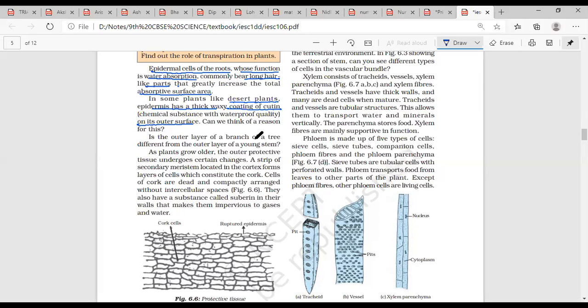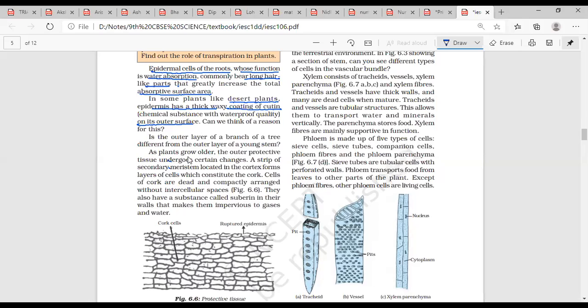Yes, in a young stem, the outermost covering is a single layer of epidermal cells. Epidermal cells are present, which are green in color. But in the branch of a tree, that part has died. Many layers of dead cells are formed over it, which get converted into cork cells. Cork cells are brownish in color, and the green color is due to the epidermis part. Okay, now that is explained here.